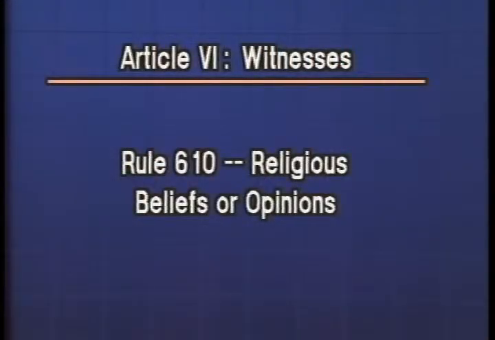Rule 610 simply eliminates religious beliefs as a ground for impeachment, or conversely, as a basis to enhance credibility. 610 just simply says that the evidence of a person's religious beliefs is not admissible for purposes of impeaching the witness or enhancing the witness's credibility. Notice, however, that this rule does not eliminate religious belief as a basis for bias or prejudice if, in fact, it is relevant for that particular purpose.